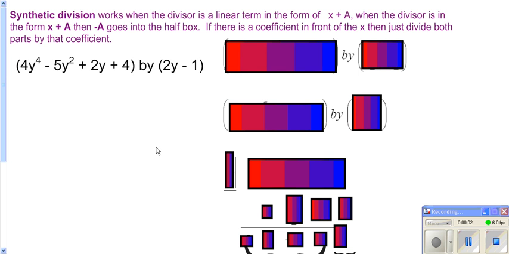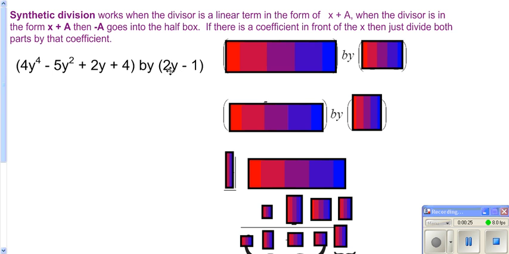Let's look at doing synthetic division when the number in front of your variable is not a 1. When the number in front of your variable is 1, like an x plus a number or an x minus a number, it's really pretty easy. But it takes a little bit more work when there's a number in front.